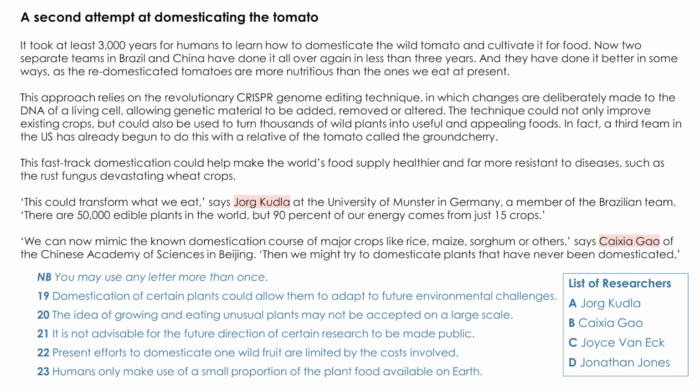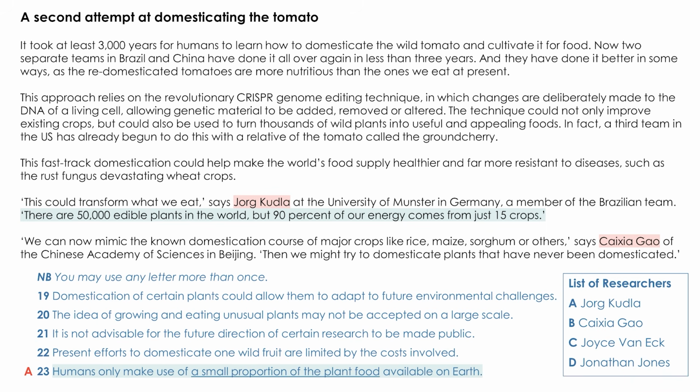Here is the first clue. There are 50,000 edible plants or plants we can eat in the world, but 90% of our energy comes from just 15 crops. And we have question 23.